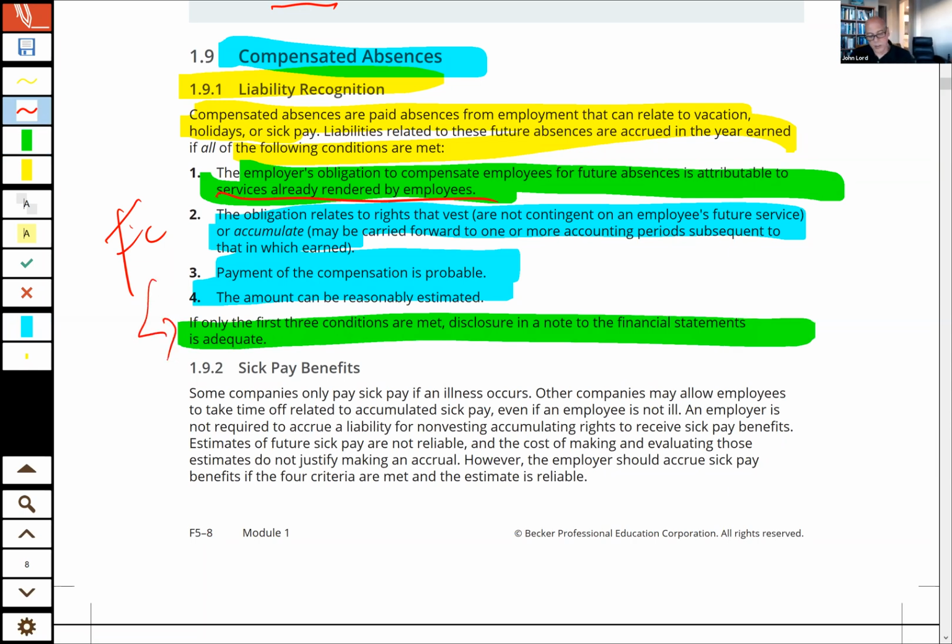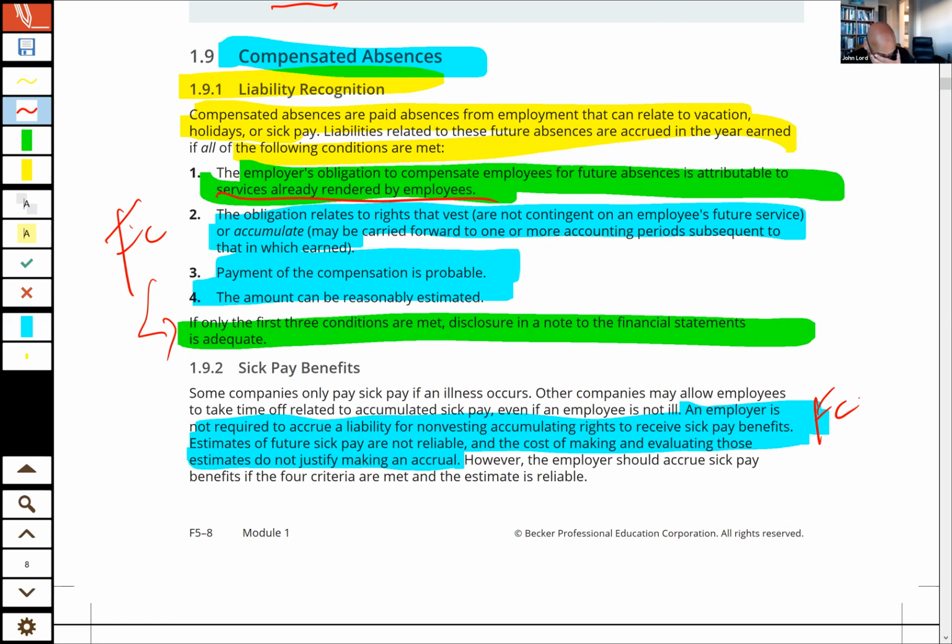So when you look at that, they tell us, well, look, sick pay is kind of weird because an employer is not required to accrue sick leave. Estimated future sick pay is not reliable, and so therefore many companies do not accrue sick leave, but you could. So they don't come down and require you to do the sick leave.